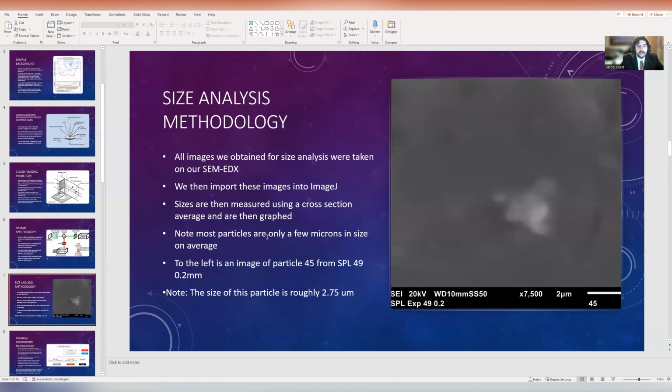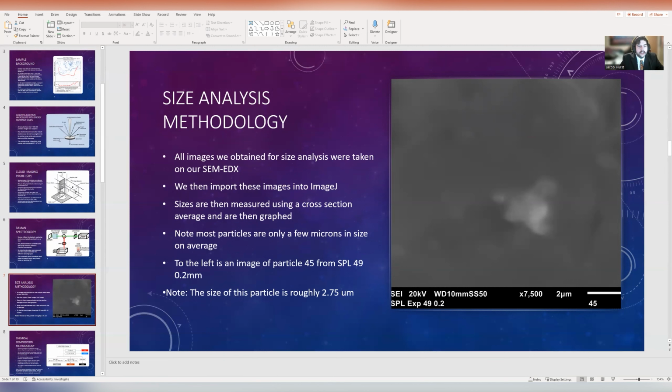For this one, we're doing size analysis and methodology. I'm going to go a little bit more in depth with what we're doing with this SEM-EDX data. All images and size analysis are taken straight from our SEM-EDX. This is an example of a particle that I've taken over here from SPL 49.0.2. We then import these images into ImageJ, which is very simple. It's just a program that you can download from a government website that's made specifically for microscopy.